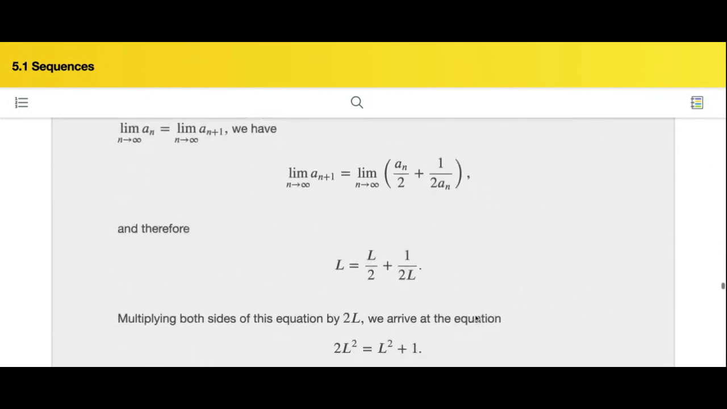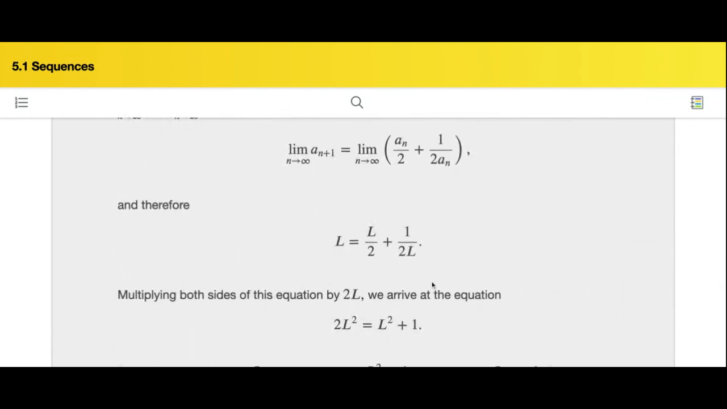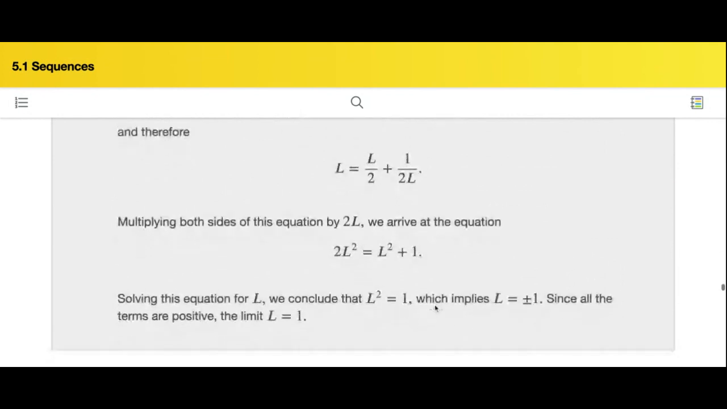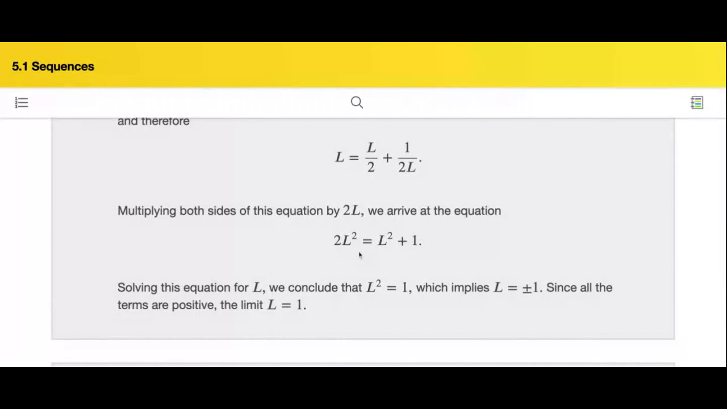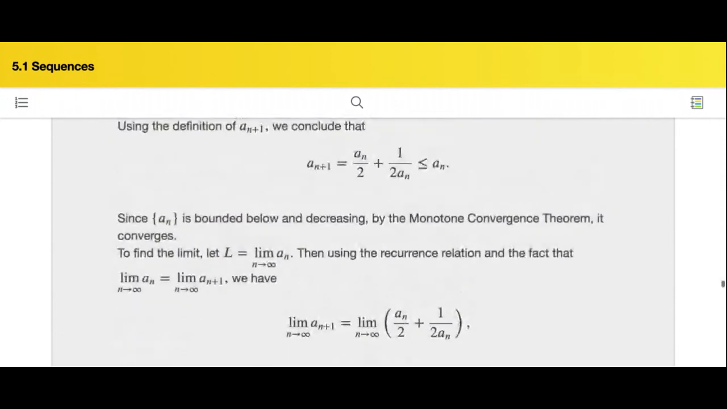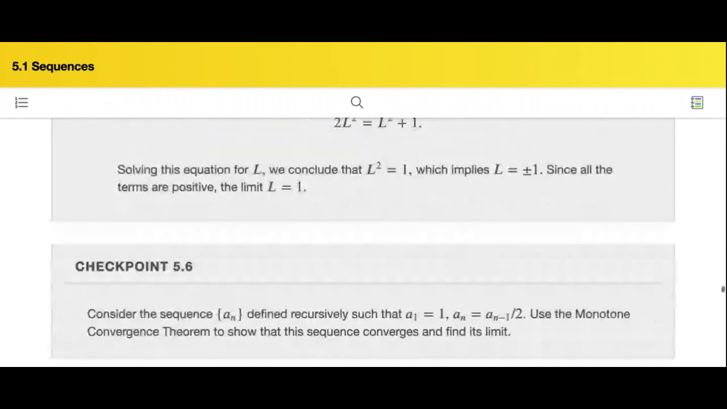Then we can solve this. It also becomes a quadratic equation. So we get 2L squared minus L squared minus 1. Then we can factor this. Oh, no, that's another L squared. So 2L squared minus L squared is L squared, and we get L squared equals 1. So L equals plus or minus 1. Since all terms are positive, the limit cannot be negative, so the limit takes the positive value. The limit equals 1. All right, so that's this one, which uses the monotone theorem.